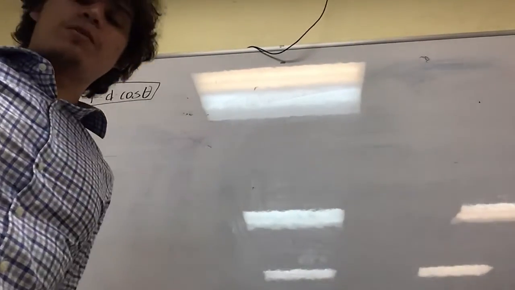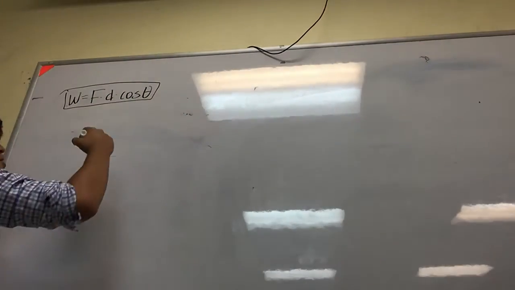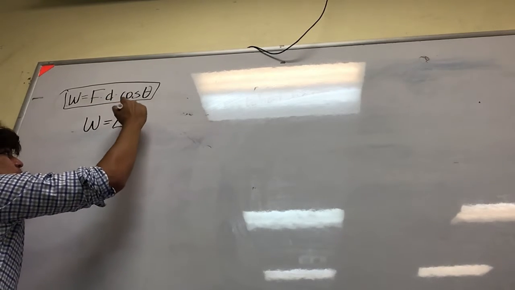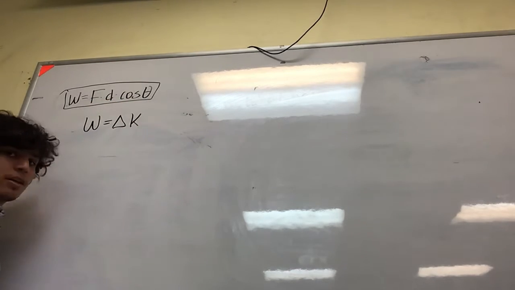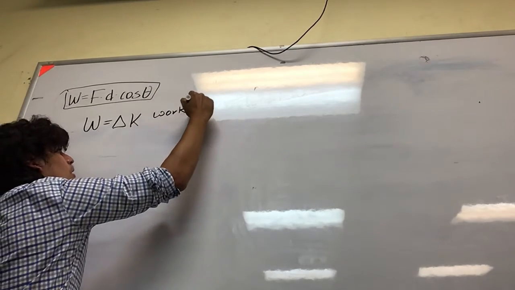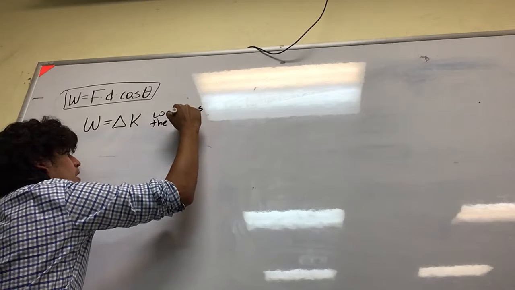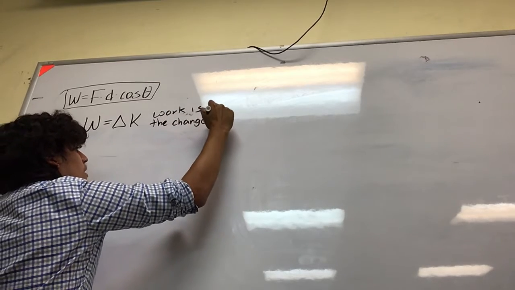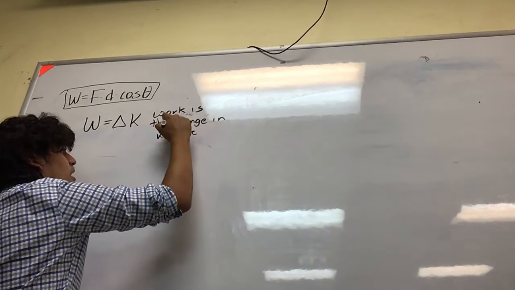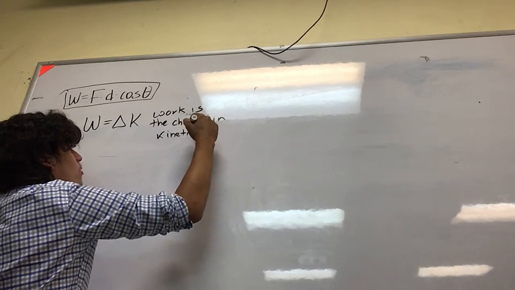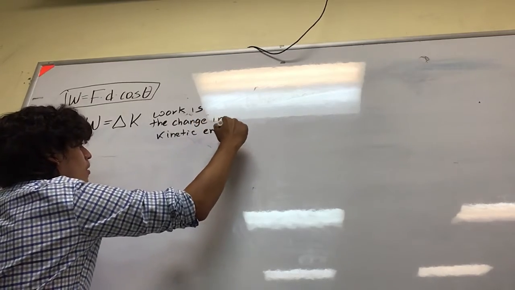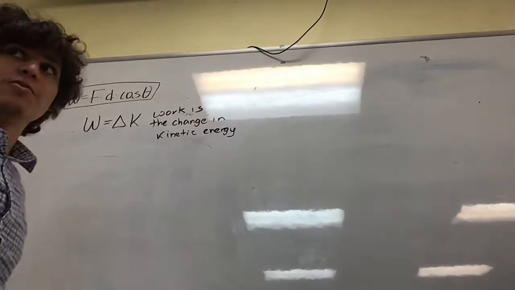Last week we established that the work energy theorem says that work is equal to the change in kinetic energy of any kind of object. Work is the change in kinetic energy, because in order for the kinetic energy to change, you need work. And in order for there to be work, you need a change in kinetic energy, or in some form of energy.